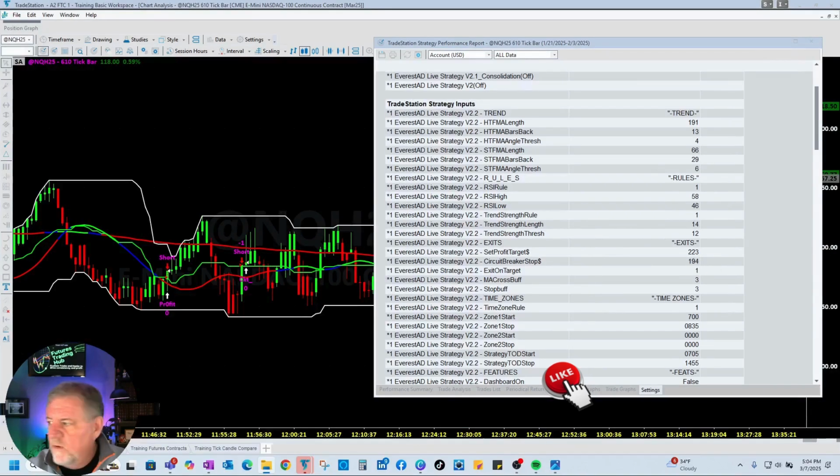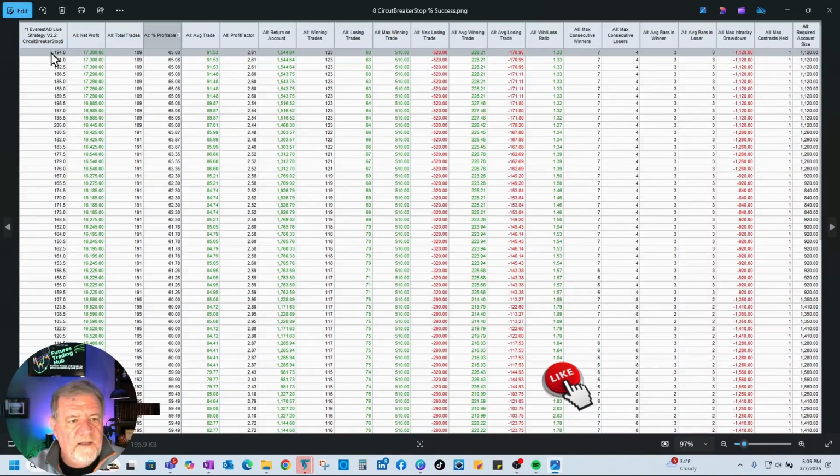So if we look at that, that's what we set it for. Let's go look and see what it was if we look at the percent success. Look at that. Lo and behold, 194. It's the same thing. And this will go all the way down to $14,000 is what I think it does. But I just took a picture of this so I could show you.